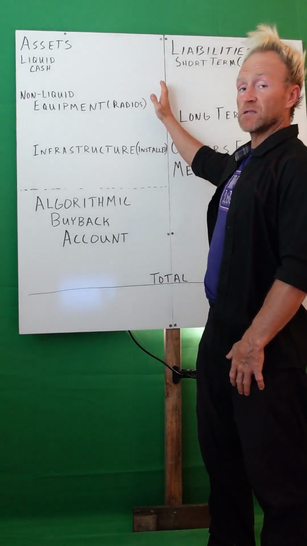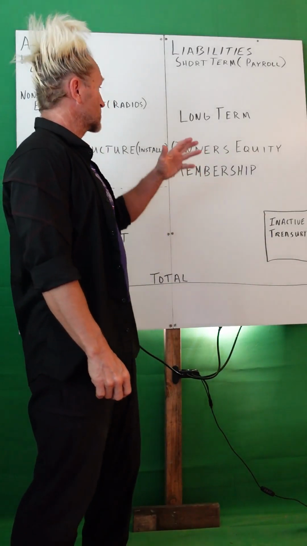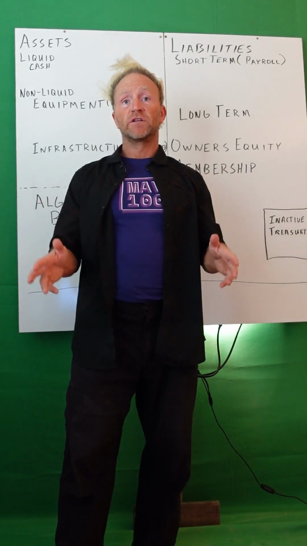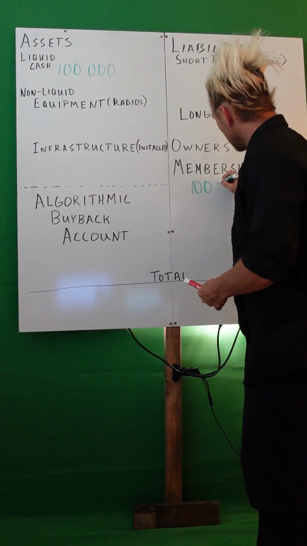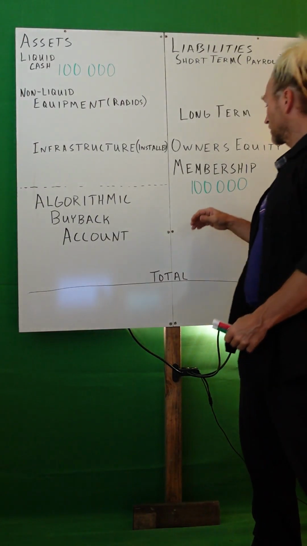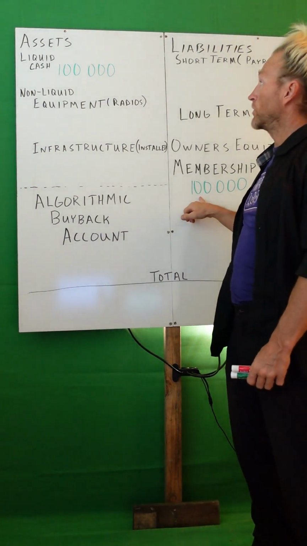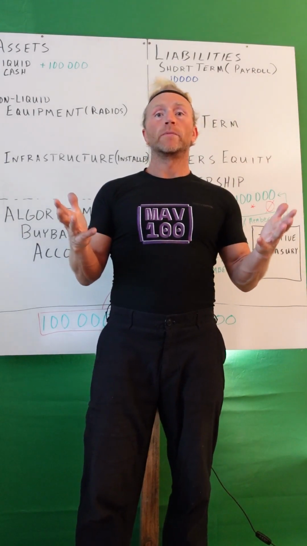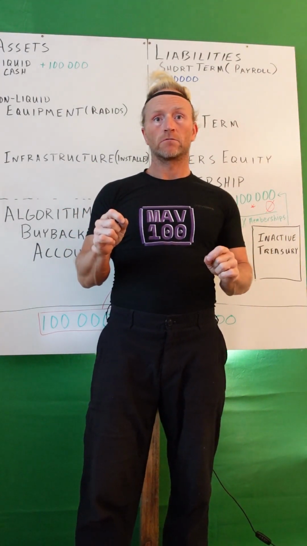First, we're going to start with balance sheet fundamentals. With a balance sheet, both sides must balance. First, we're going to start with initial investment. We're going to start with membership. Members are going to invest $100,000 in cash. I'm going to record membership in account value for now.